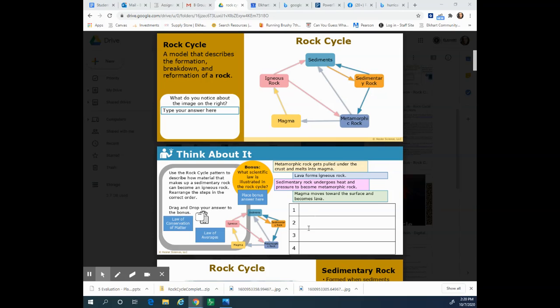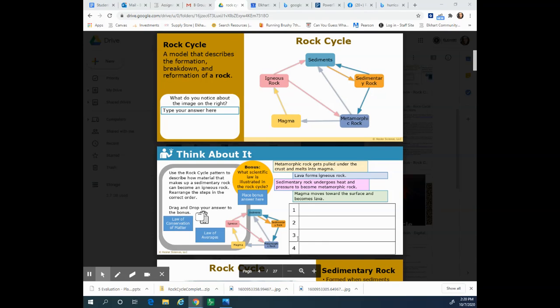Okay, for step number 2, what happens after number 1? Is it that metamorphic rock gets pulled under the crust and melts into magma, lava forms an igneous rock, sedimentary rock undergoes heat and pressure to become metamorphic rock, or our magma moves toward the surface and becomes lava? Which one is it going to be? 1, 2, 3, or 4 for the second step? You will grab it and you will pull it down and put it there.